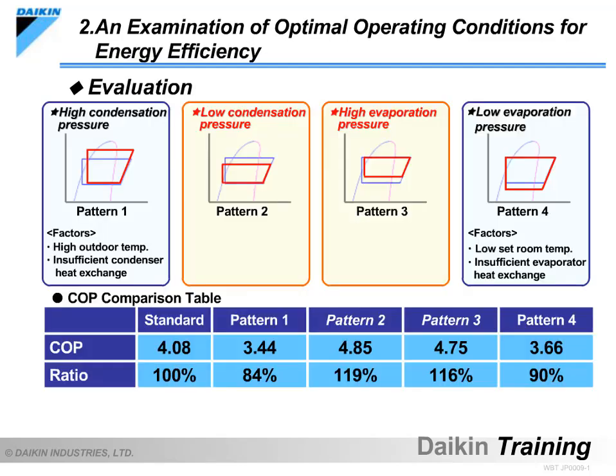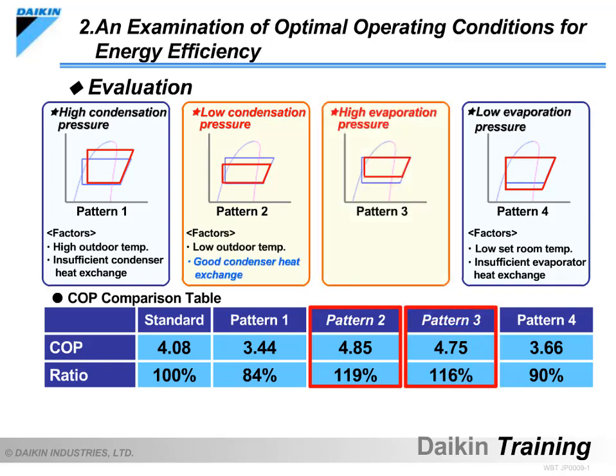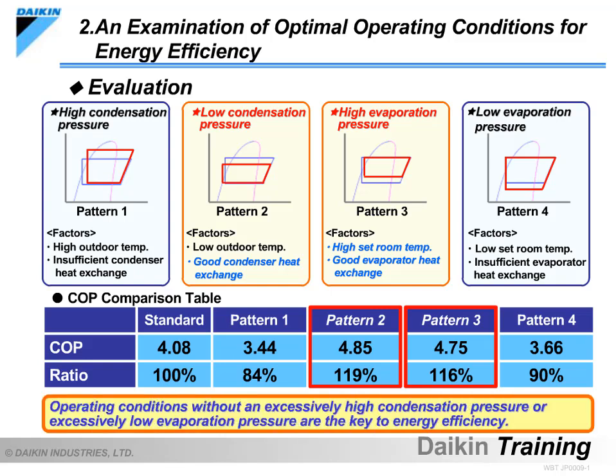These results show that the operating conditions that would contribute to higher energy efficiency can be seen in patterns 2 and 3. It is important that the evaporator and condenser not develop insufficient heat exchange due to contamination or short cycling, and the set temperature not be lowered unnecessarily. In other words, operating without the condensation pressure too high and evaporation pressure too low will effectively increase the COP.